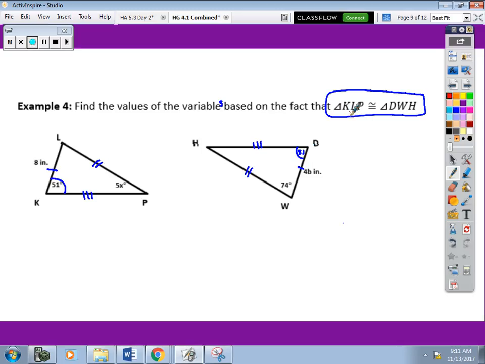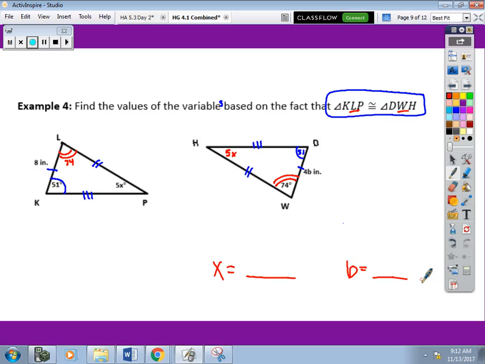All right, we can also see that angle L would be congruent to W. So angle L is congruent to W. So if this is 74, that's 74. And then I'm not going to mark the last one because we would know it is congruent, but if this is 5x, this is also 5x. So see if you guys can find the value of x and of b using that fact. Find the value of x and of b.